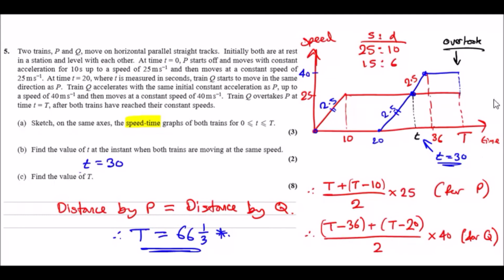And then you repeat for Q. First you find the small length between T and 36, plus T and 20, over 2, and then multiply it by the vertical height 40. And now all you do is just equate them. Since they have the same distances, equate these two and eventually solve for T. And that's it guys, that's how you calculate number 5.